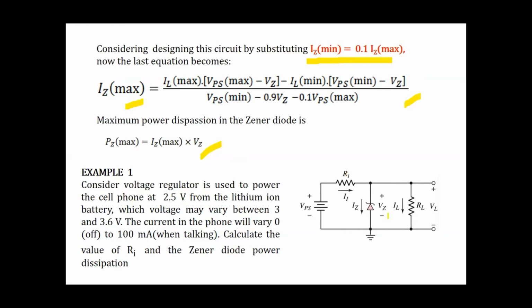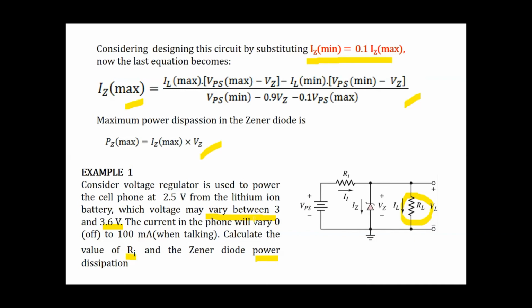This is a voltage regulator used to power a cell phone at 2.5 volt from a lithium ion battery, whose voltage may vary between 3 and 3.6 volt. The keyword is vary between 3 and 3.6, so you know that you have VPS min and VPS max. The current in the phone will vary from 0 to 100 milliampere. The phone is your load, and you are given IL min, which is 0, and IL max, which is 100 milliampere. You are asked to calculate the value of Ri and the power dissipation of your Zener diode.